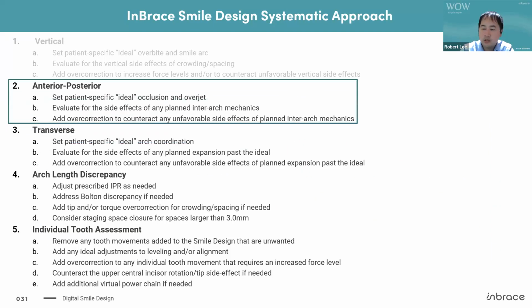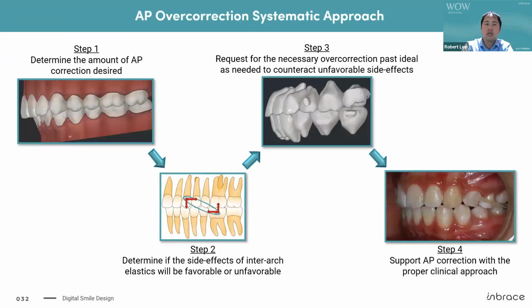So with the AP, similarly, we follow a similar approach where step one, you determine your amount of AP correction desired, you do your diagnosis and treatment planning. You determine if the side effects of the inter-arch elastics will be favorable or unfavorable. And then you request the necessary overcorrection past the ideal to counteract any unfavorable side effects. And then you just support it with the proper clinical approach.